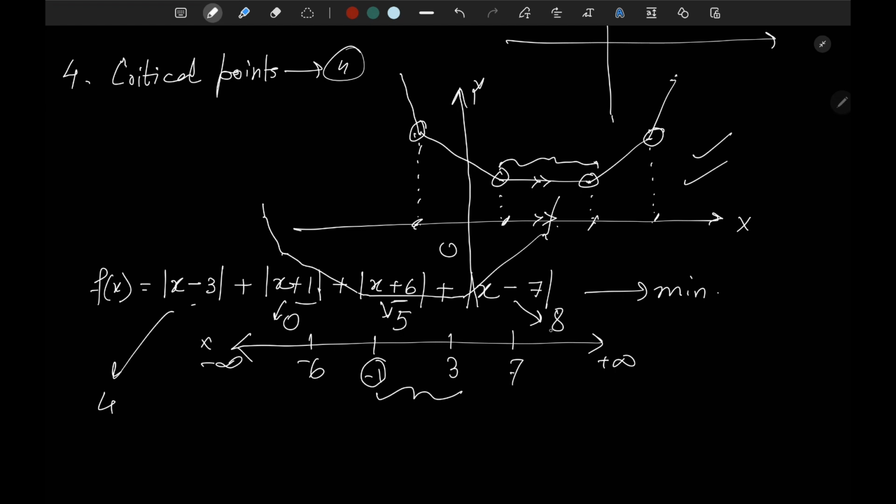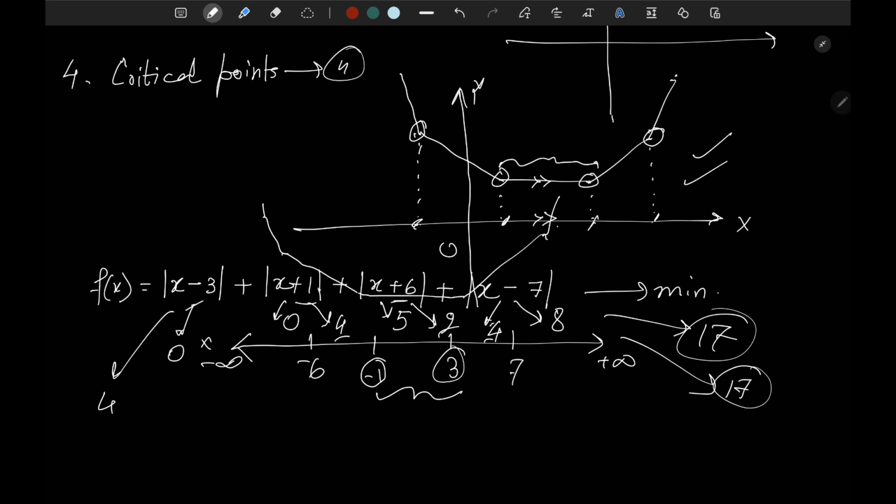So you have 8 plus 4 is 12, plus 5 is 17. Let's take 3. This is 0, this is your 4, this is your 9, and this is 3 minus 7 is minus 4, or 4. So we have 4 plus 4, 8, plus 9, 17.